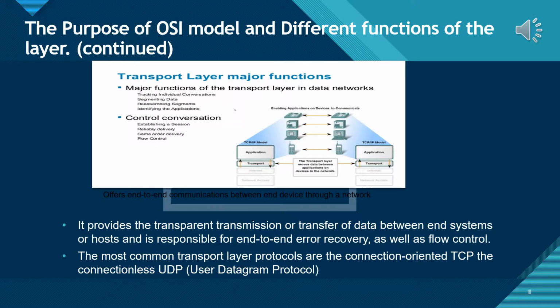The fourth layer is known as the transport layer. It provides the transparent transmission of data between systems or hosts and is responsible for end-to-end error recovery as well as flow control. The most common transport layer protocols are the connection-oriented TCP and the connectionless UDP, which stands for User Datagram Protocol.